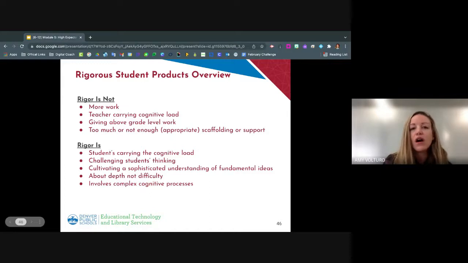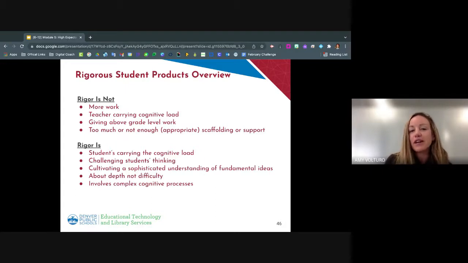So commonly, rigor is thought to just be giving students more work, or a lot of times the teacher does a lot of work thinking they need to make their lesson more rigorous, so they spend a lot more hours planning and thinking it through, but then really the teacher's the one doing all of the cognitive work, and the student a lot of the times still has a pretty simple task. So that is not what rigor looks like.